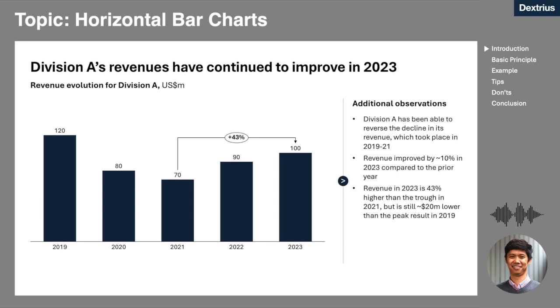So what we're going to look at in this video is going to be a bar chart. A bar chart is basically a series of bars. The type of bar chart we're going to be looking at in this video is a horizontal bar chart. So it typically runs from left to right.